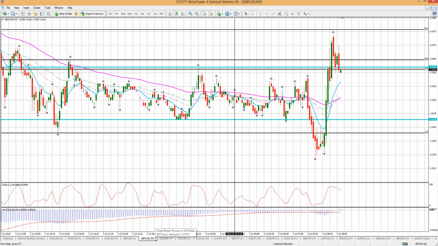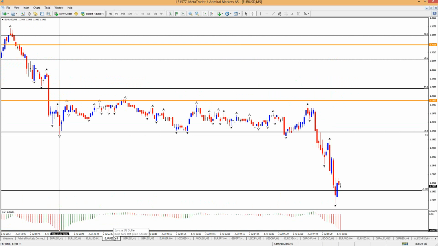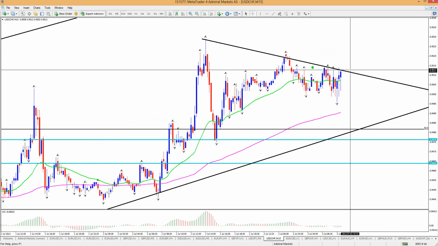What else do we have going on? The pound still above Asian high, but kind of moving back into that zone, right? The daily Asian high and Asian low. And what else? Swiss C is about to break, actually. That could be a good break.